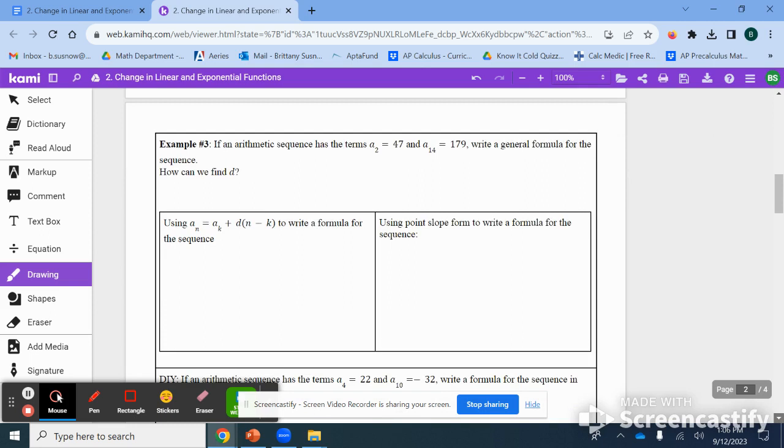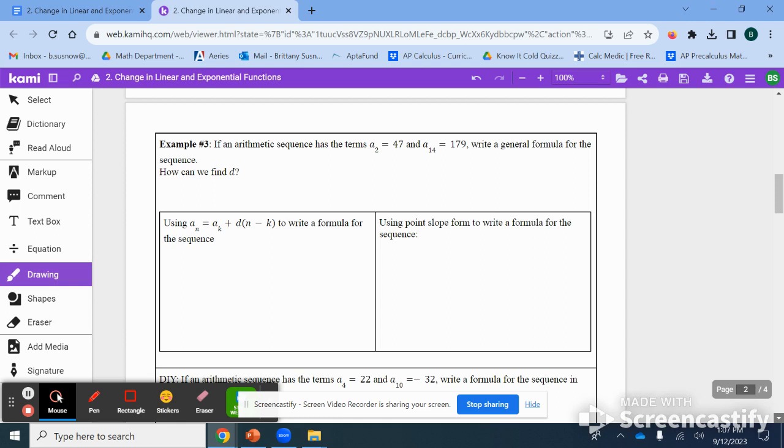Now here's when we're gonna have to think a bit harder. So this is the fun part of this lesson, kind of applying yesterday's and thinking a little outside of the box. So if an arithmetic sequence has the terms a sub 2 equals 47 and a sub 14 equals 179, write a general formula for the sequence. But we need to find D first, or difference first.